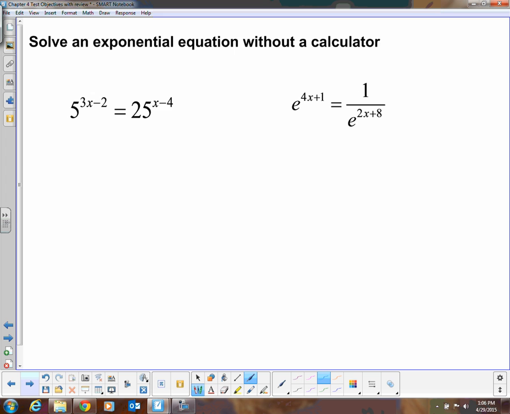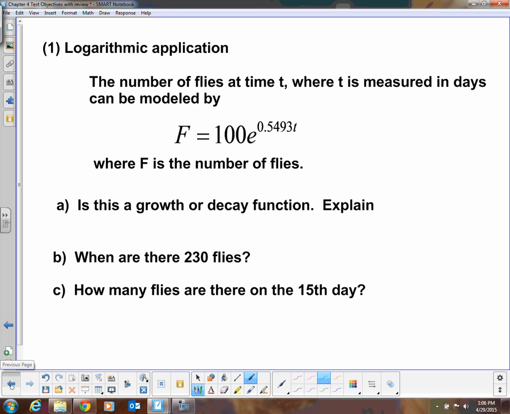All right, so we decided that we're going to go backwards and work towards the front, because we started at change of base 6, and that way you'll have more online. So you're going to have one logarithmic application, and this is still exponential, in my opinion. But anyway, the number of flies at time t, where t is measured in days, can be modeled as, where f is the number of flies.